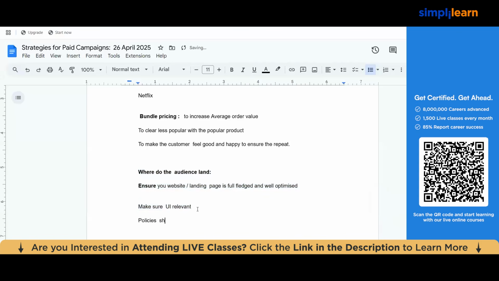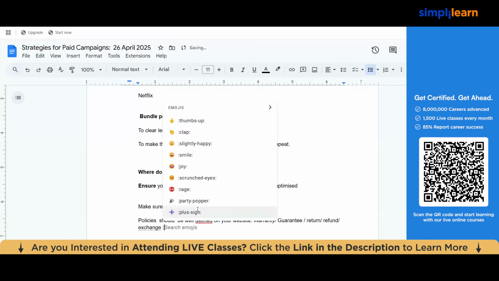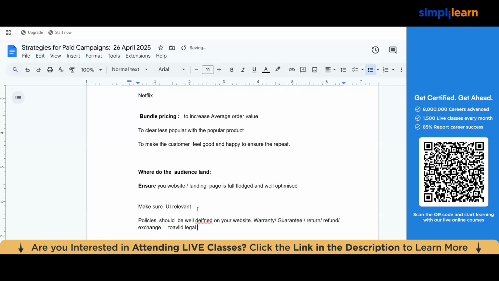Policies should be well defined on your website, which is warranty, return, refund, and I'm just writing everything, exchange, to avoid legal patterns, right? Because if not, the customer will benefit out of it.